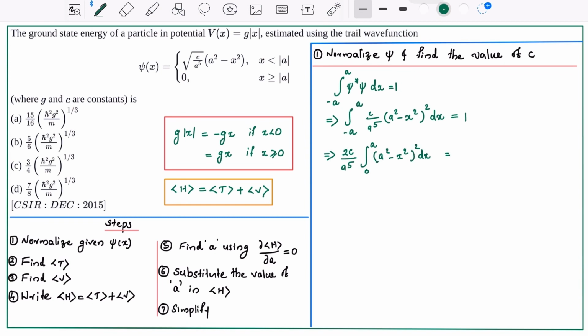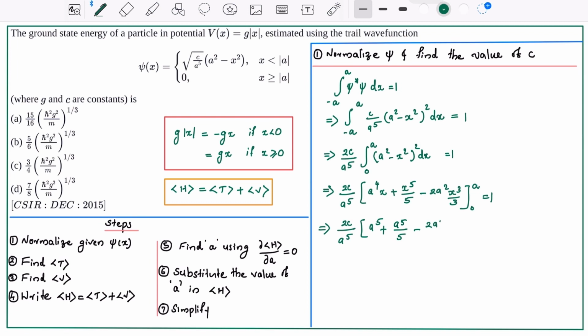That is equal to, we can write it as 2c by a raised to 5. Then the value of the integral becomes a raised to 4 x plus x raised to 5 by 5 minus 2a square x cube by 3. Now let us apply the limit from 0 to a and equate this to 1. So this implies 2c by a raised to 5 times (a raised to 5 plus a raised to 5 by 5 minus 2a raised to 5 by 3) is equal to 1.